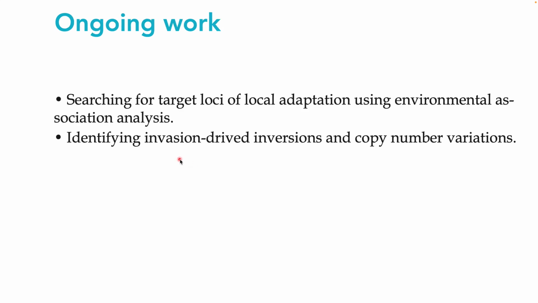After figuring out the genomic diversity and invasion history, we're then interested in how those populations adapt to distinct environments. The first part of our ongoing work is to search for target loci of local adaptation using environmental association analysis. We're separately looking for loci that are associated with 9 uncorrelated environmental variables, representing variations in climate, geography, and habitat. And the next step is to identify inversions and copy number variations that are derived by invasions.